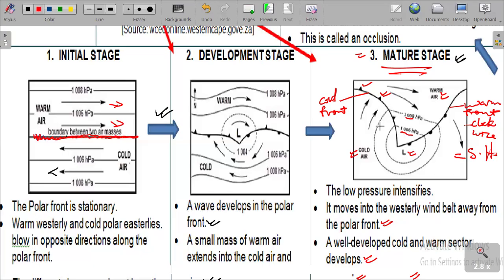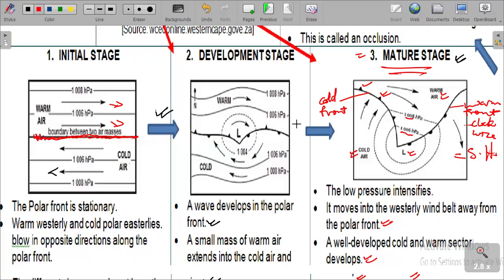The cold front is actually the leading edge of the cold air behind the warm sector. Behind the warm sector, as you can see, the cold front is behind the warm sector, which is on the leading edge of the cold air.